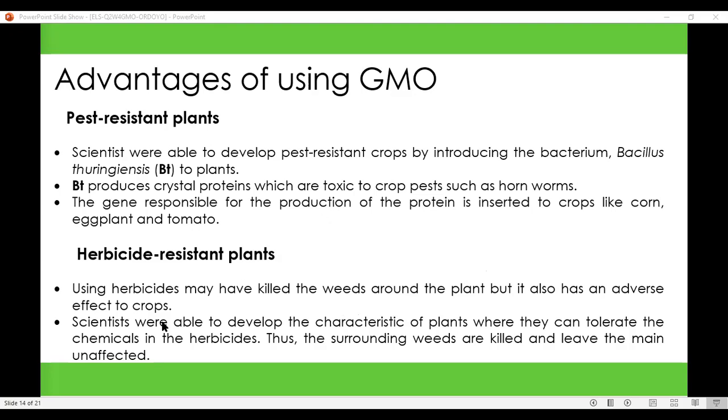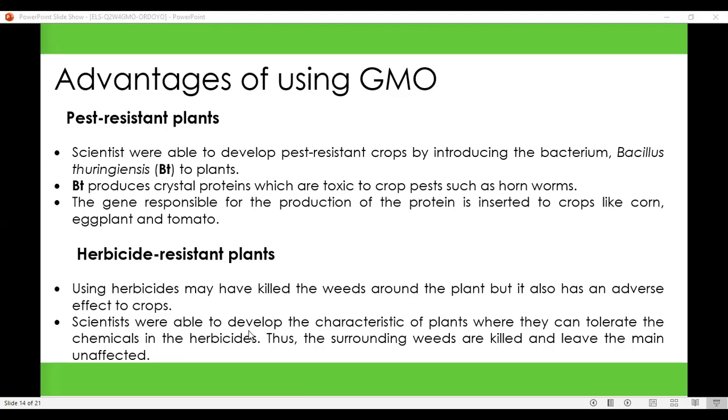So another advantage of GMO is having herbicide-resistant plants. So what is herbicide? It kills weeds. And weeds are unwanted plants that grow around crops. They also take nutrients from the crops. They also hinder the growth and development of a plant, making it difficult for it to grow or survive. So that's why farmers and agriculturists use herbicide to eliminate these weeds.